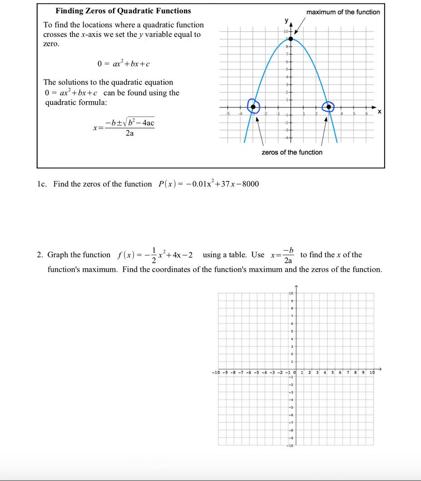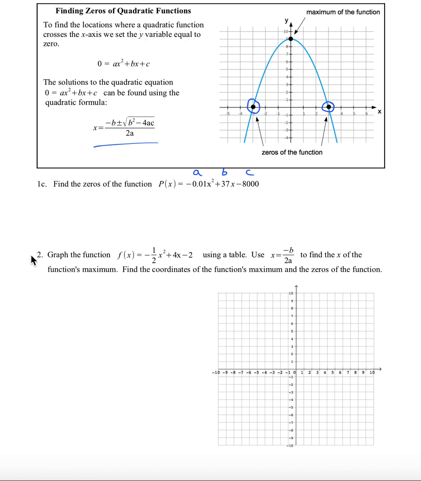So the formula that we'll use for these is a little more complicated than the one for axis of symmetry. The formula is this here, which says that x is going to be negative b plus or minus the square root of b squared minus 4ac all over 2a. The a, b, and c, of course, come from the parabola formula. The a here is going to be negative 0.01, the b is 37, and the c is negative 8,000. Now that parabola is different from the one that's pictured here, of course.